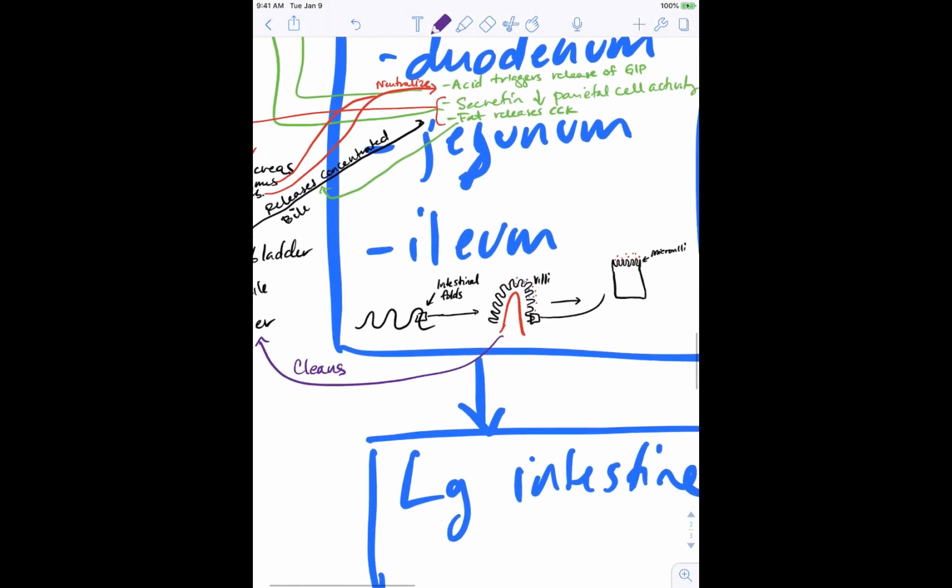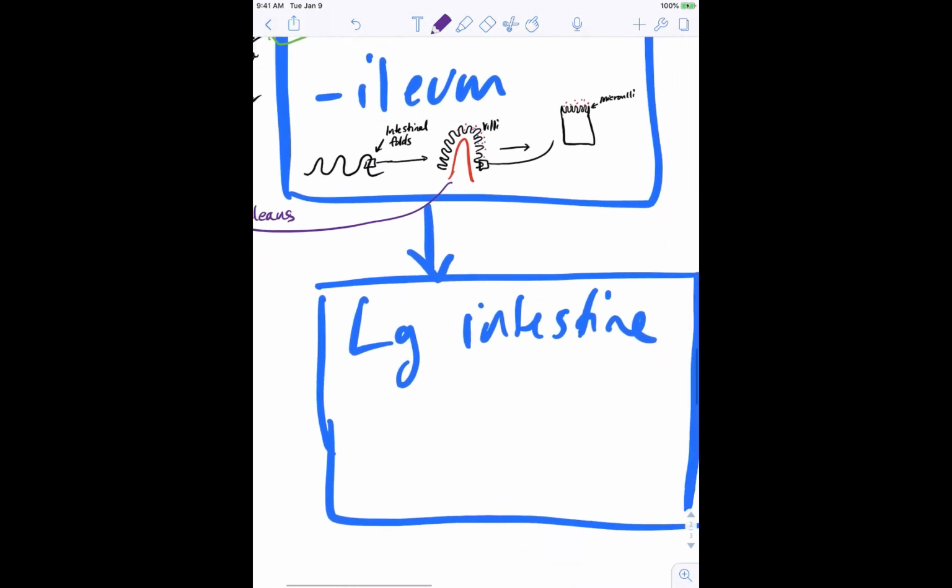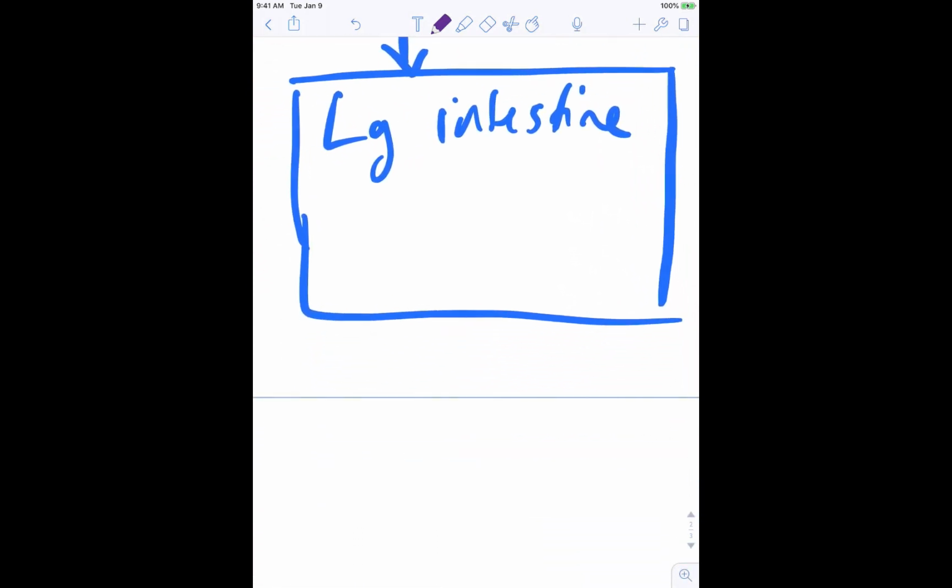Okay, so now we've done all this absorption of nutrients, and then we get to the large intestine. The large intestine has a similar structure to the small intestine, and what's going to happen in the large intestine is typically absorption of water and ions. And then the large intestine is going to be involved in compaction of the feces to prepare it for exiting the body.